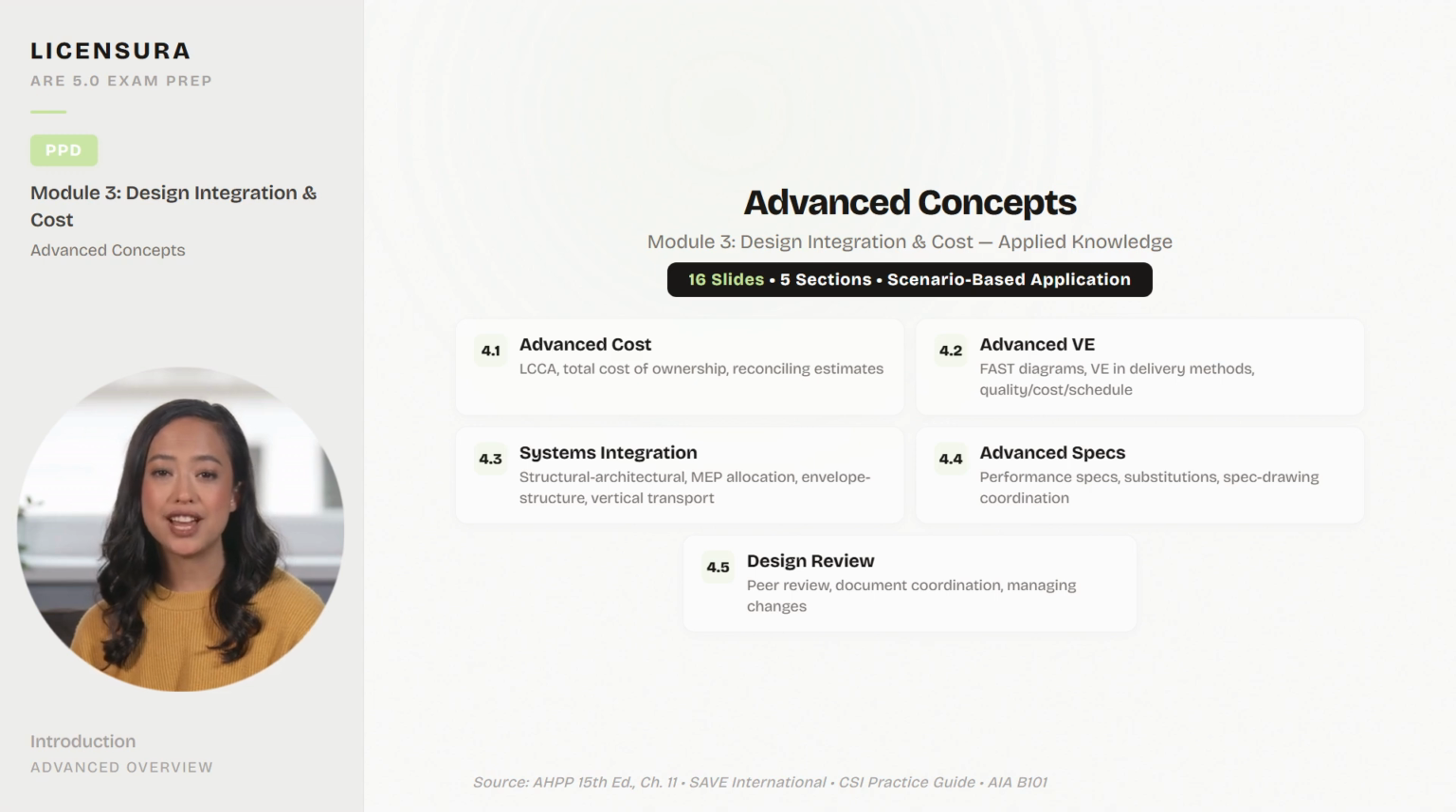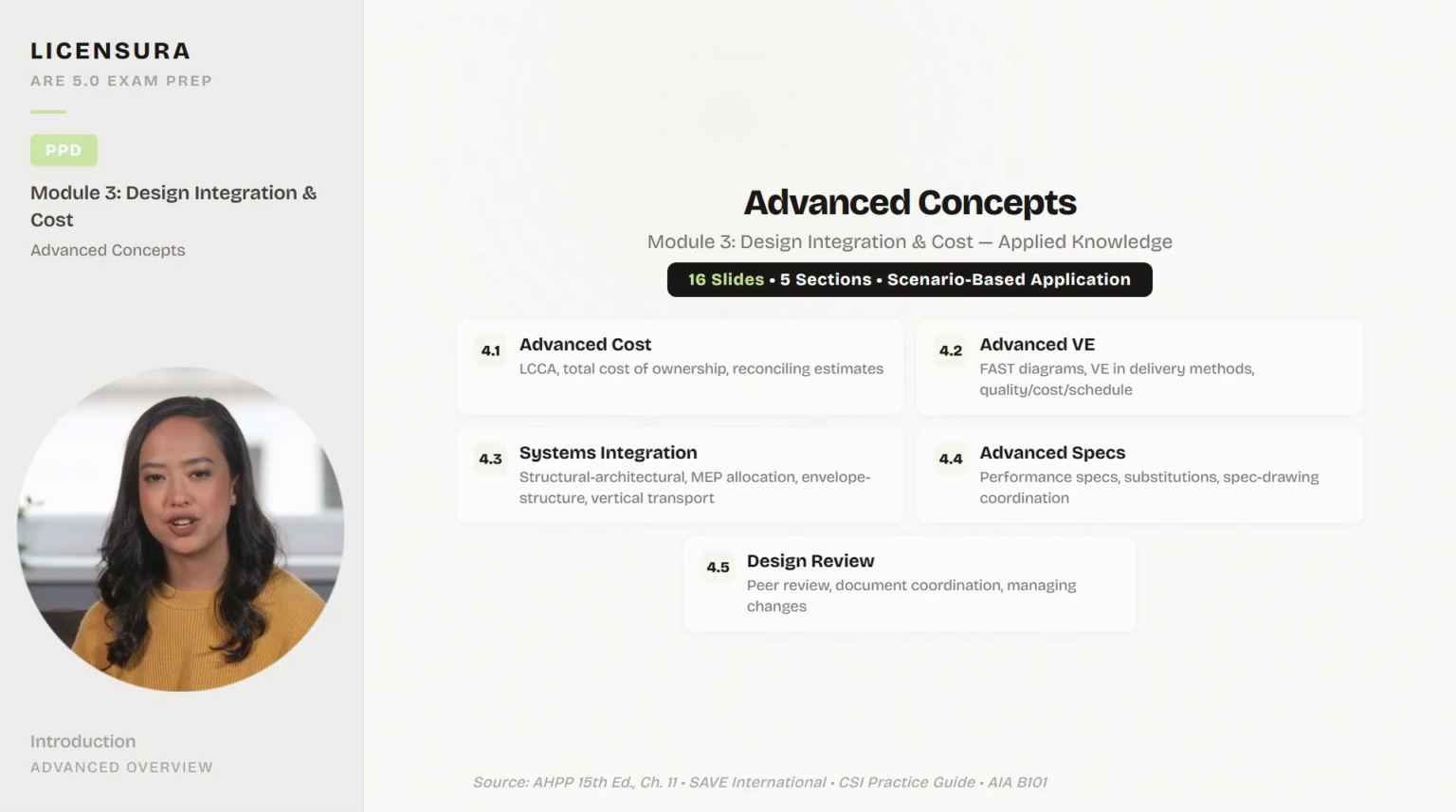All right, welcome to the Advanced Concepts section of Module 3, Design, Integration, and Cost. So here's where we are. You've already built a solid foundation. You know the frameworks, the contracts, and the basic rules. That's great. But now we're going to take all of that and crank up the complexity, because that's exactly what NCARB does on the actual exam.